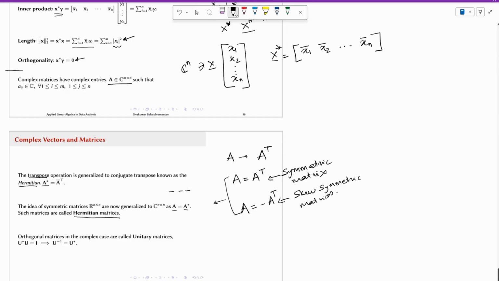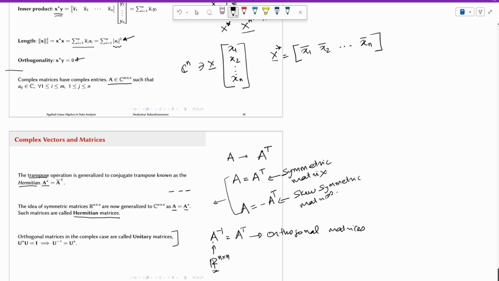Another definition, which again will become clear later on when we discuss the module on orthogonality: sometimes you have matrices A, where A is from R n cross n, where the inverse of A is simply A transpose. If these are real matrices, these are called orthogonal matrices. Again, we will come across these often in applications.